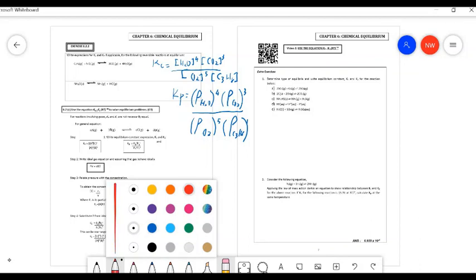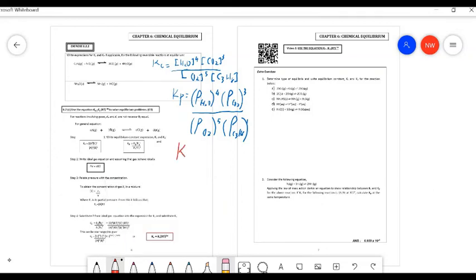Untuk soalan yang kedua, ada tak Kc? So ada Kc. Kc equal to concentration of NH3 darab dengan concentration of HCl. Okay, so ini Kc saja over NH4Cl. NH4Cl kita tak ambil sebab phase-nya adalah solid.